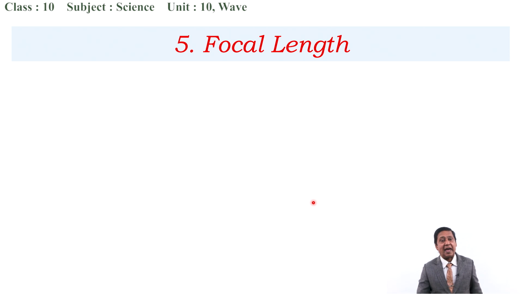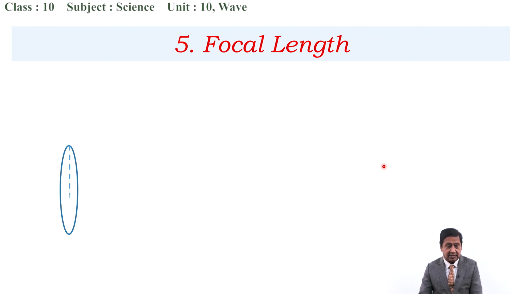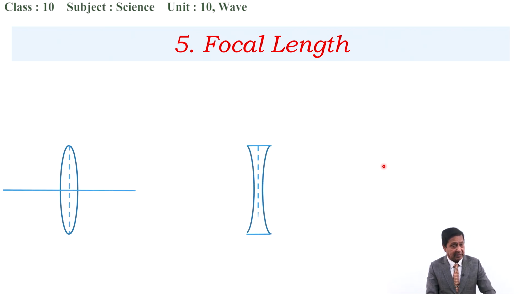Okay, let's have another term, focal length. What is it? This is a convex lens, this is the bisector line. Let's say this is the principal axis. The concave lens, bisector line, principal axis. Now, this is the optical center of the convex lens, this is the optical center of the concave lens. And the focus lies on both sides.